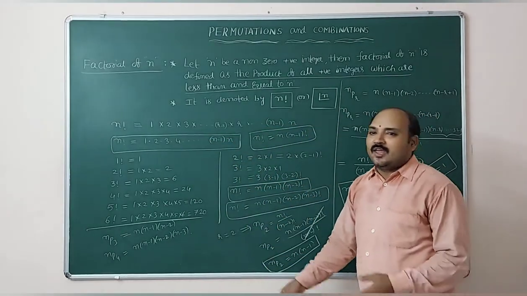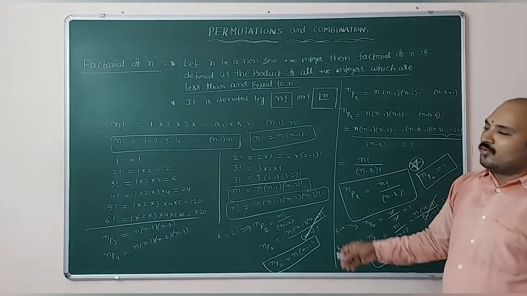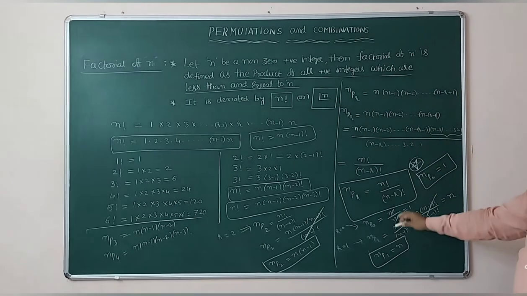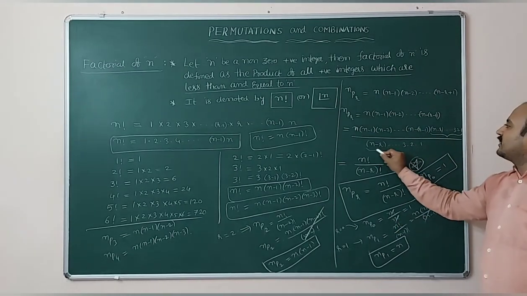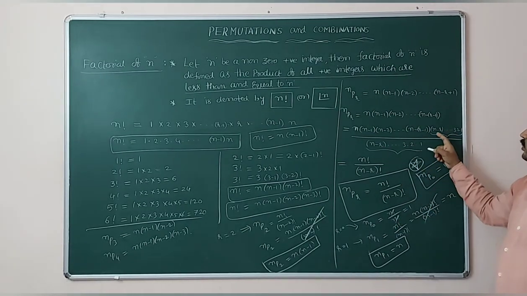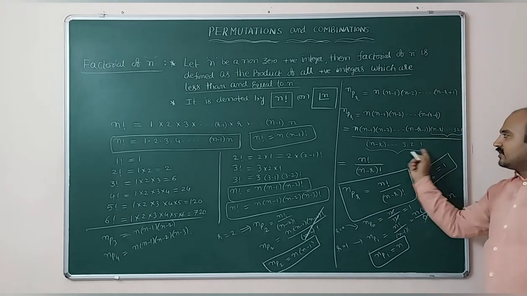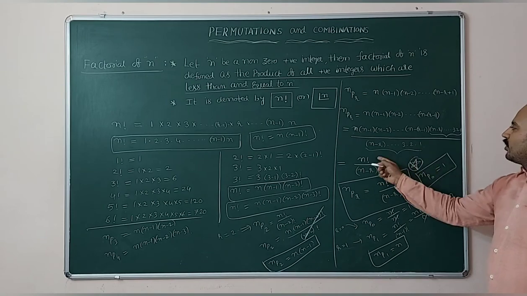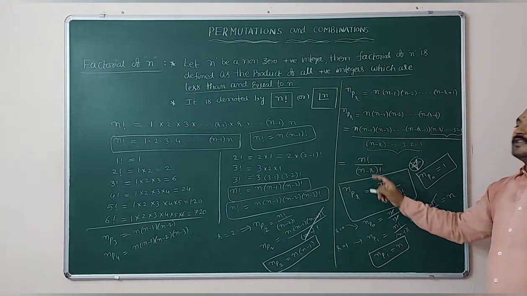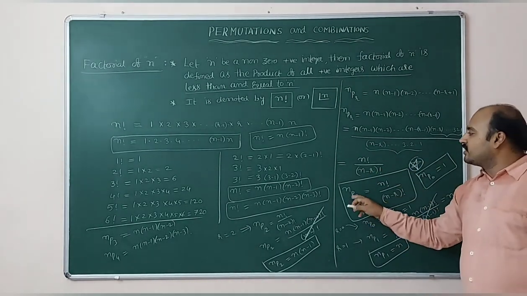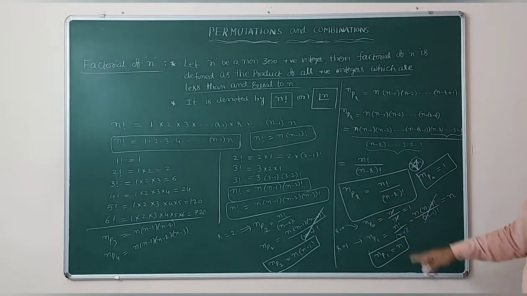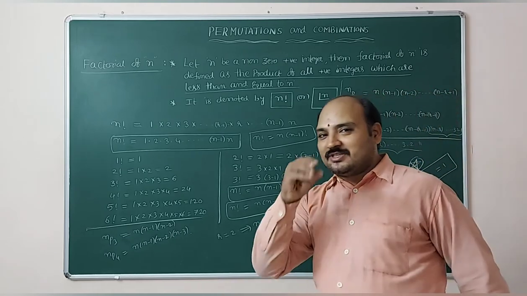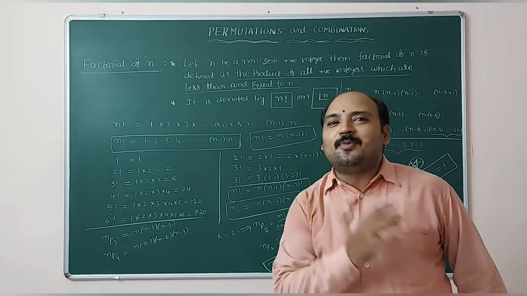This is the way you have to write the value of nPr. Here the nPr proof also we have given. The key step is multiplying and dividing by this value, n minus r and so on, down to 3, 2, 1. The same thing we are writing here. From here to here, it is the definition of n factorial: the product of the first n minus r terms is n minus r factorial. This is the definition of nPr: nPr equals n factorial by n minus r factorial. After that I am going to discuss 0 factorial. It's a very important one.